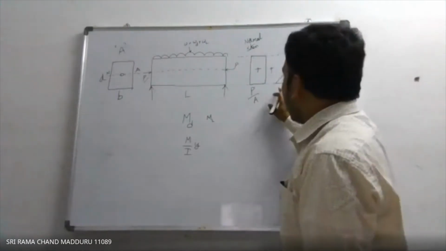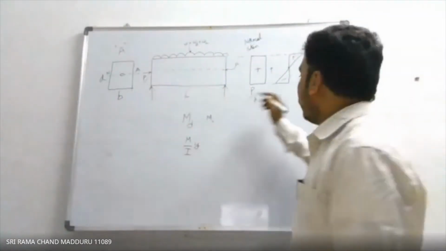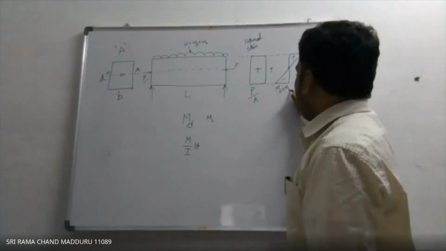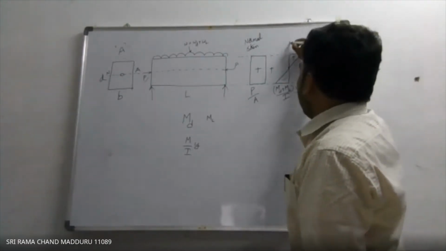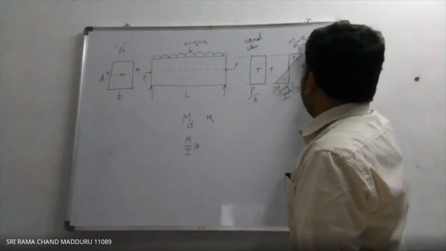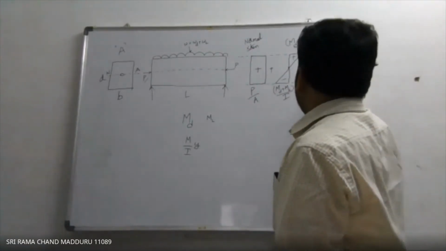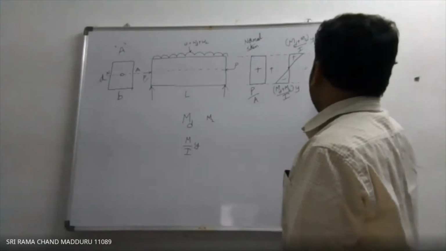And what is the moment here? Summation of the bending moment due to dead load plus live load. So MD plus ML by I into Y. So if you draw the resultant stress diagram, it will look like this.